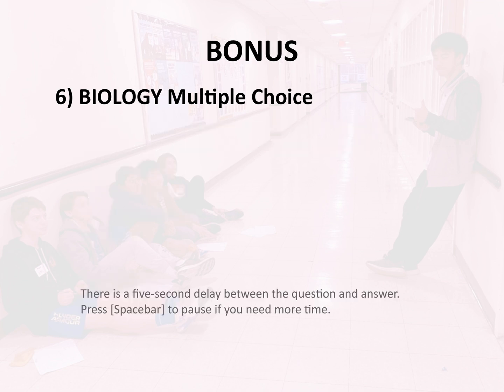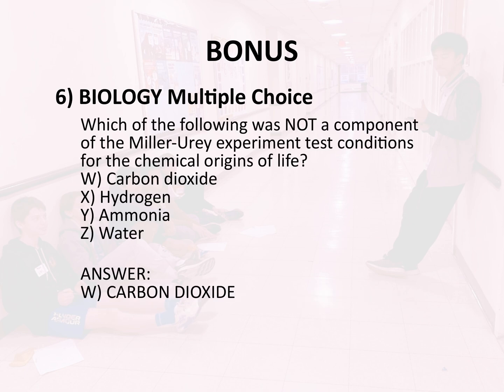Bonus 6. Biology. Multiple choice. Which of the following was not a component of the Miller-Urey experiment test conditions for the chemical origins of life? W. Carbon dioxide. X. Hydrogen. Y. Ammonia. Z. Water. Answer. W. Carbon dioxide.